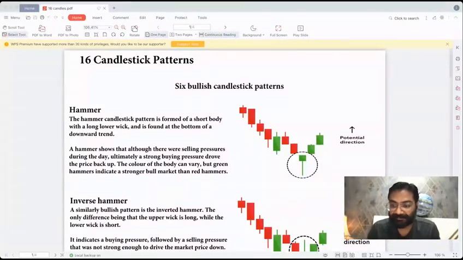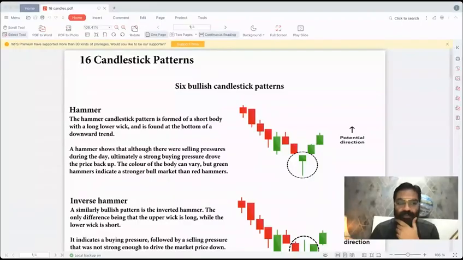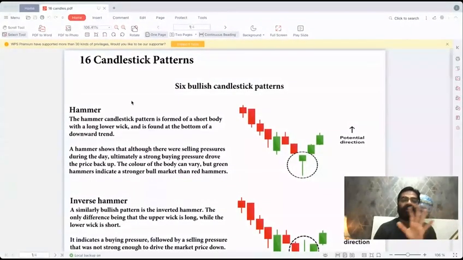All right. Thanks, Steph. Understand the fundamentals and interpret our chart. Right. Okay, so now let's have a quick look at the 16 candlestick patterns.